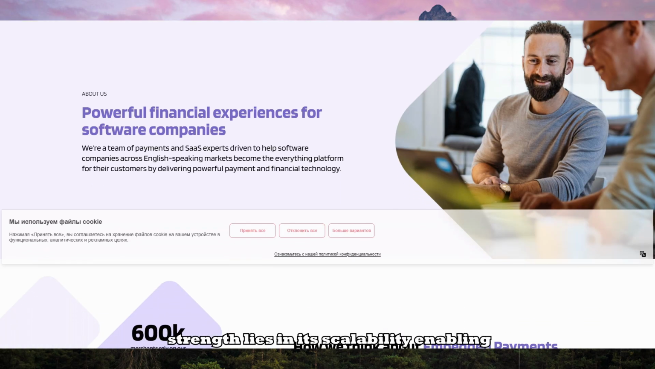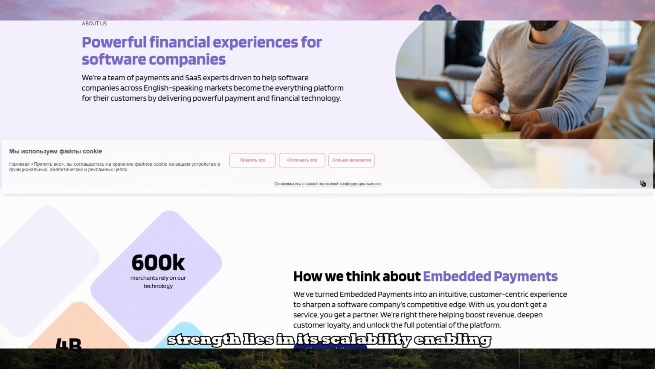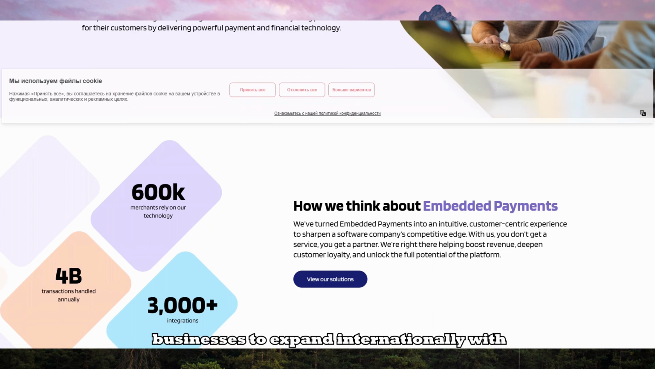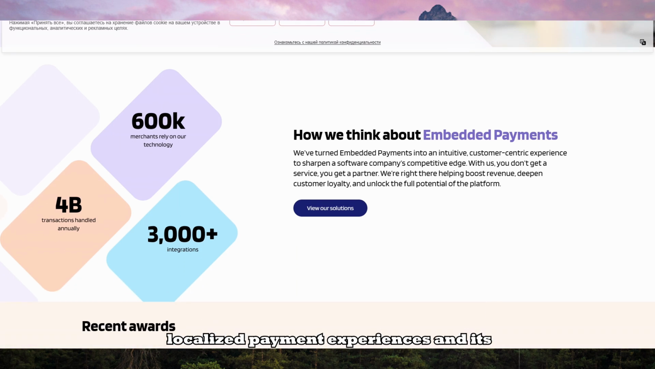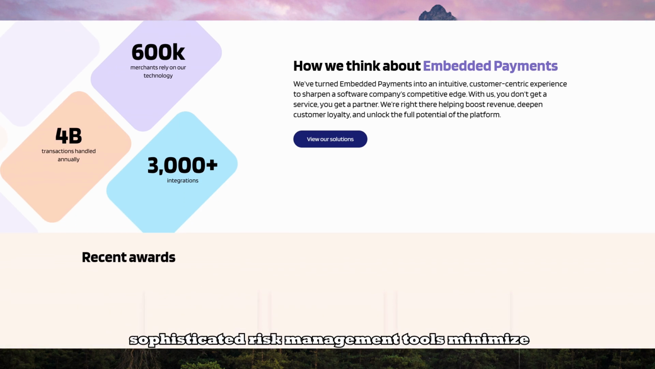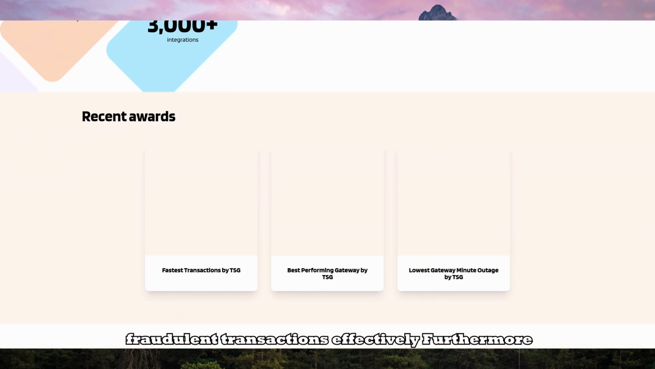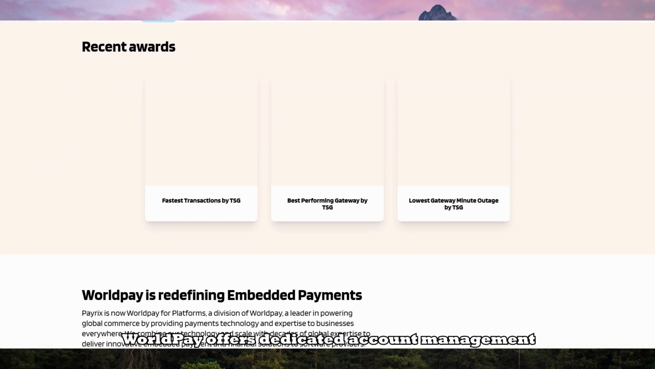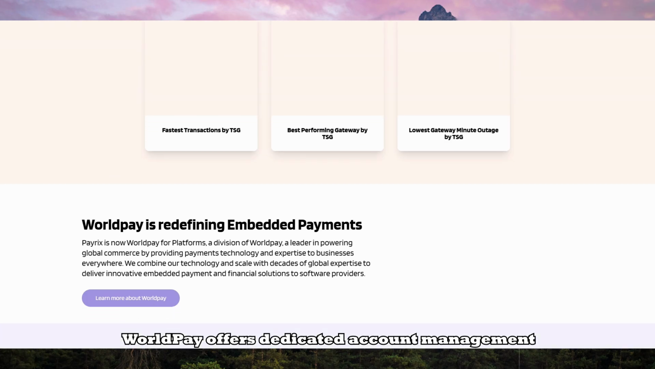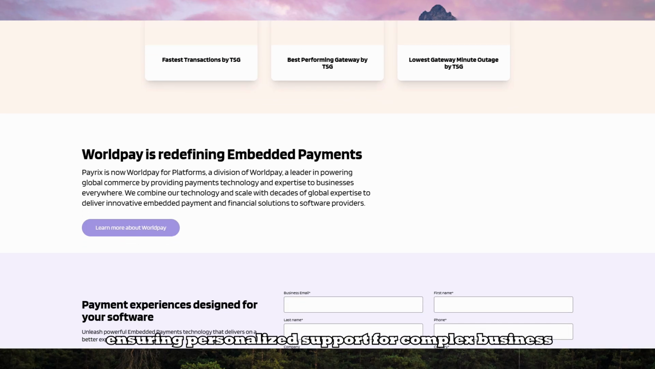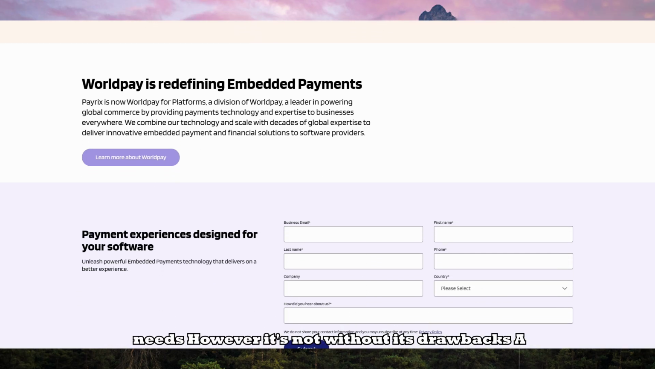Its strength lies in its scalability, enabling businesses to expand internationally with localized payment experiences, and its sophisticated risk management tools minimize fraudulent transactions effectively. Furthermore, WorldPay offers dedicated account management, ensuring personalized support for complex business needs.